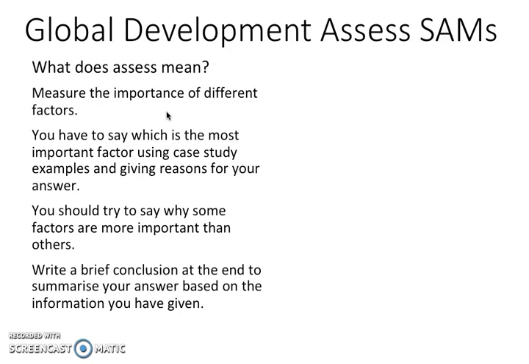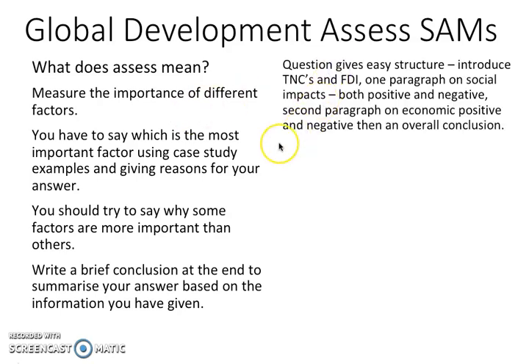This makes it very clear to see where the different paragraphs are, but also allows you to go back and add extra information should you think about it later on. So when we look at here, it gives an easy structure. You might want to introduce what TNCs and foreign direct investment is, and then you can have one paragraph on social impacts, both positive and negative, and one on the economic impacts as well. And then give an overall conclusion to state the most important ones.